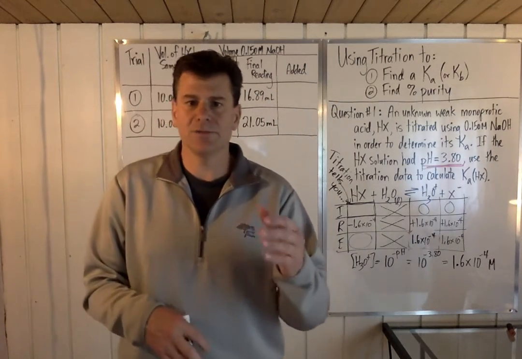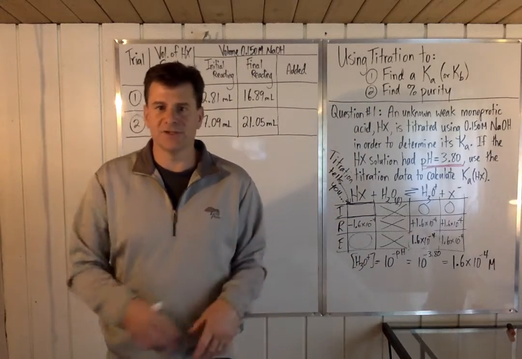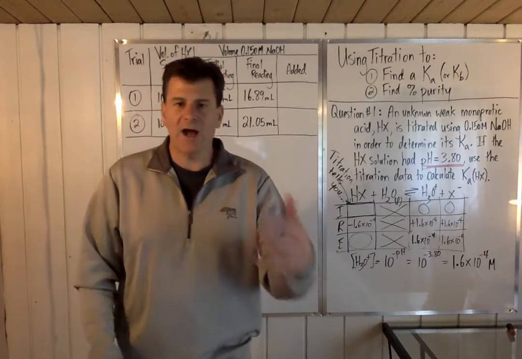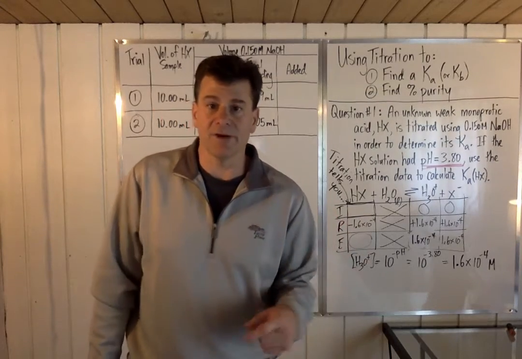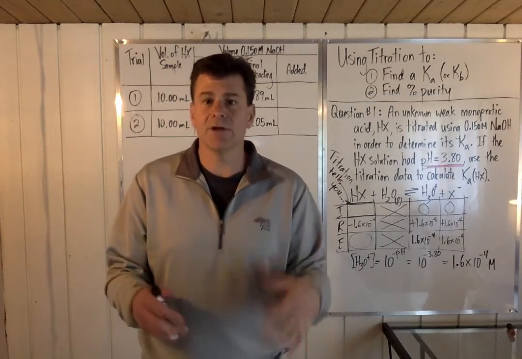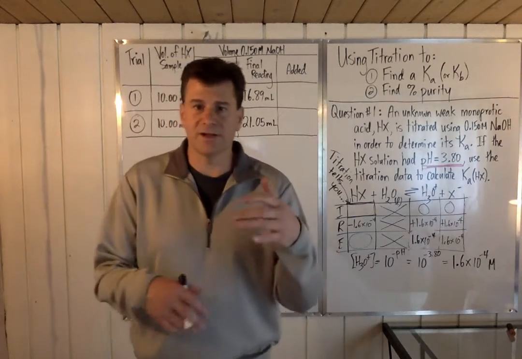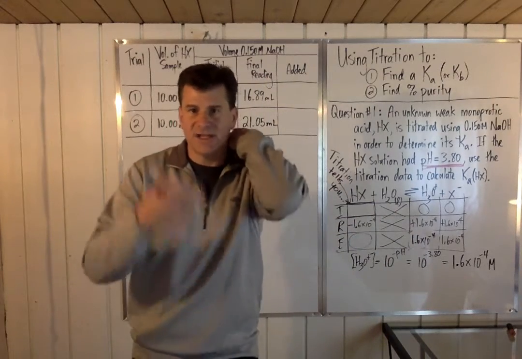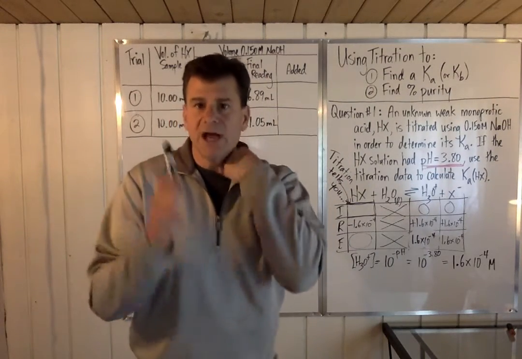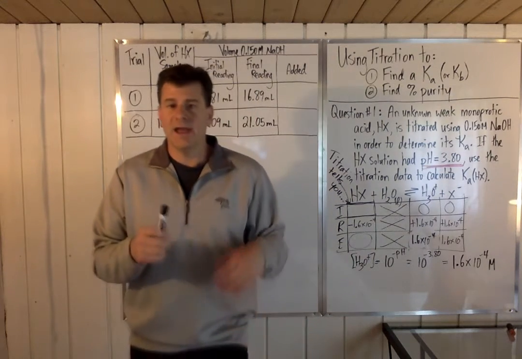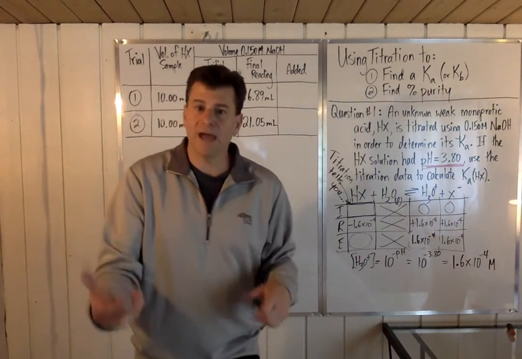So if you go back many episodes ago in the acid base unit, when I was showing you how to calculate the Ka of a weak acid, the question I gave you said an acid with an initial concentration of this, and I just gave you the number. Titration is how you got that number. And it will allow you to do that.